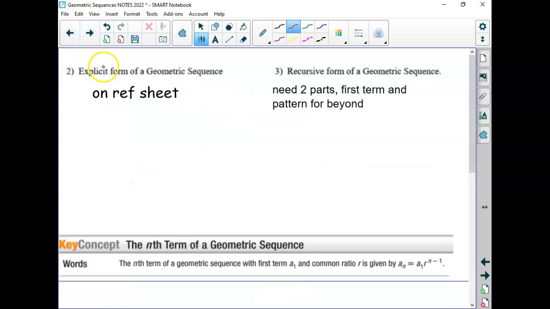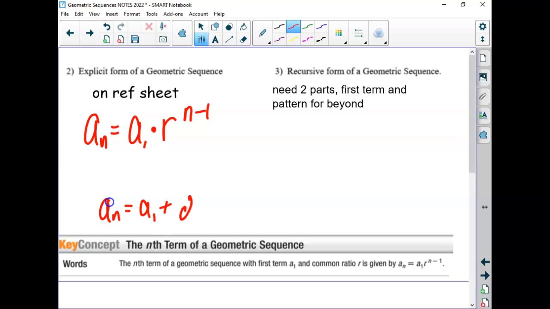So the explicit form, as stated on your reference sheet, is to find any term, you take the first term times r to the n minus 1. Remember how arithmetic looked like this? You took the first term and you add the difference n minus 1 times. Well, when you multiply by something n minus 1 times, it's a power. Does that make sense, guys, that you're multiplying? So it's a power.